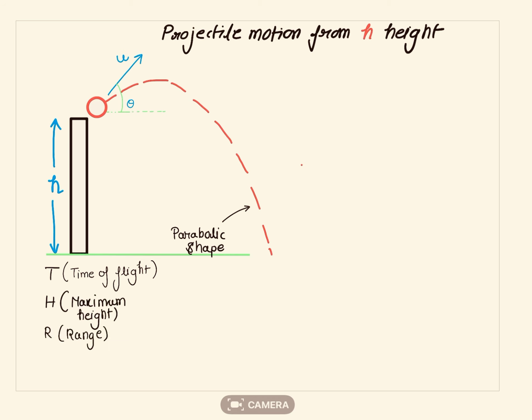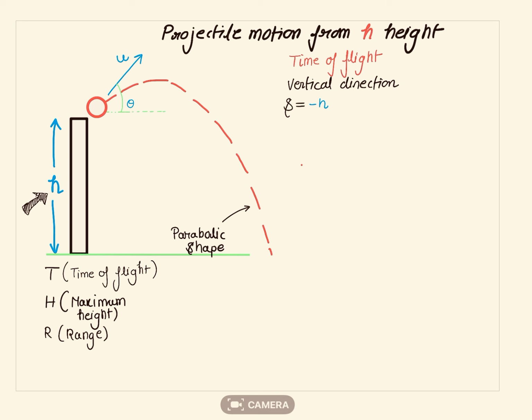How do we do that? Well, let's start with the time of flight, the most basic one. The time of flight is the total time it will spend in air. To calculate this, we are going to take the vertical direction. In the vertical direction, we get displacement equal to minus h, because as you can see, the ball is going from top to bottom.